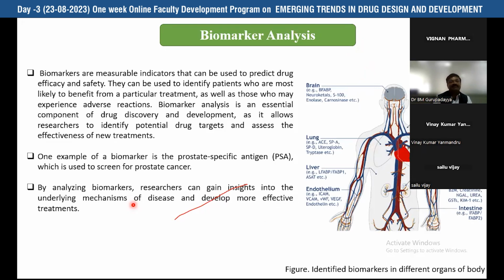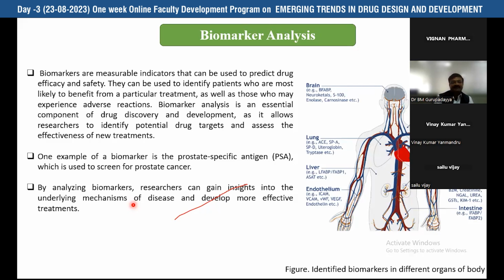So biomarkers are measurable indicators that can be used to predict the drug efficacy and safety, and they can be used to identify the patients who are most likely to benefit from a particular treatment, as well as those who may experience any adverse reactions. Biomarker analysis is an essential component of drug discovery and development, and it allows researchers to identify the potential targets and assess the effectiveness of the new treatment.